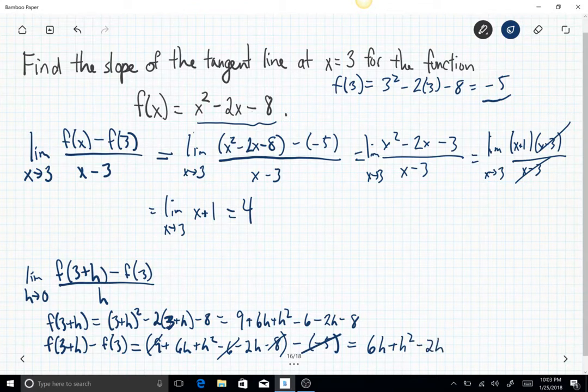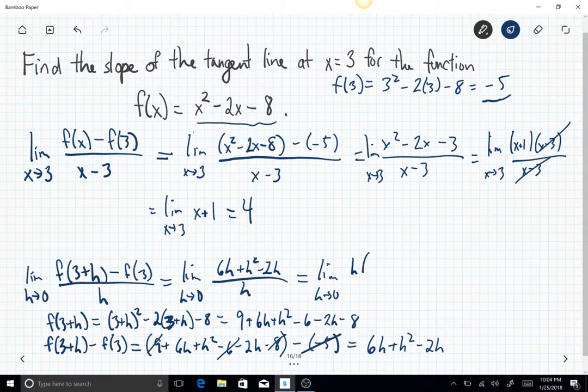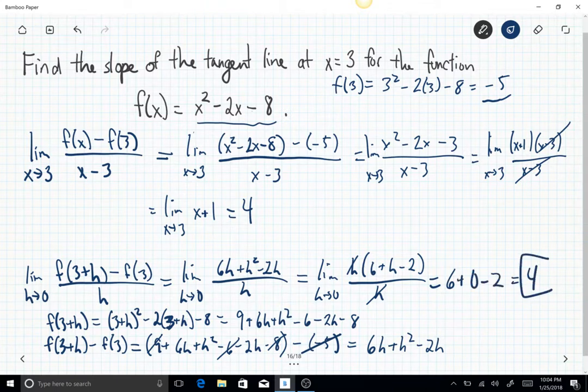So our limit as h approaches 0 is of 6h plus h squared minus 2h all over h. Notice in the numerator you can factor out an h on each term. So you have h times the quantity 6 plus h minus 2, all over h. Your h's now cancel. And then we can just plug in h going to 0, so you get 6 plus 0 minus 2, which equals 4, and that matches our other answer, right? So two different ways to get at the same answer.